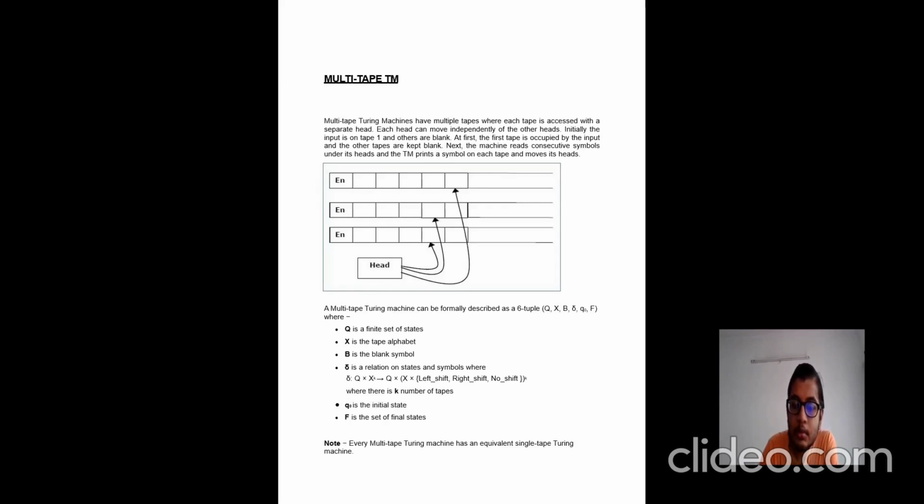Next the machine reads the consecutive symbols under its heads, prints a symbol on each tape and moves its heads. A multi-tape Turing machine can be formally described as a 6-tuple, where Q is a finite set of states, X is the tape alphabet, B is the blank symbol, del is a relation on states and symbols where del is Q × X^K, which is equivalent to Q × X × {left shift, right shift, no shift}^K, where there are K number of tapes. Q0 is the initial state and F is the set of final states. Note, every multi-tape Turing machine has an equivalent single-tape Turing machine.